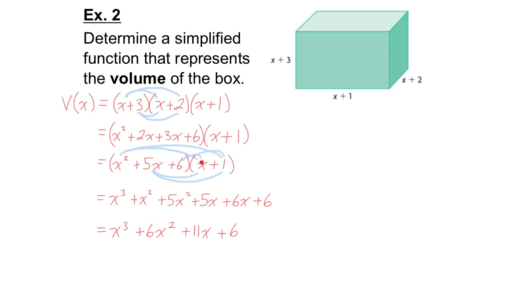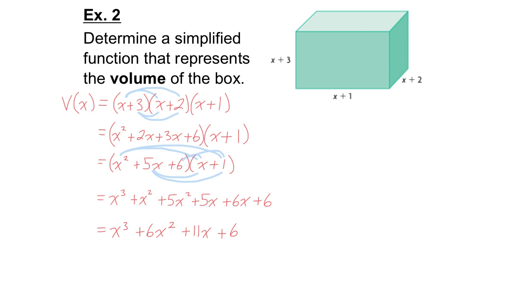X squared times x, and x squared times 1. That's where these came from. 5x times x, 5x times 1. That's where these came from. Then 6 times x and 6 times 1. That's where these came from.